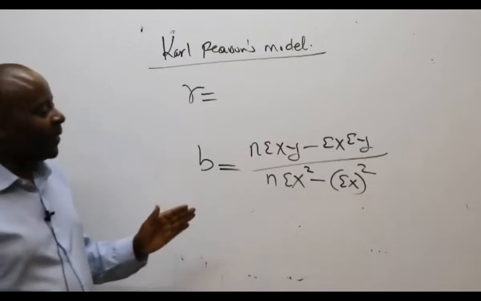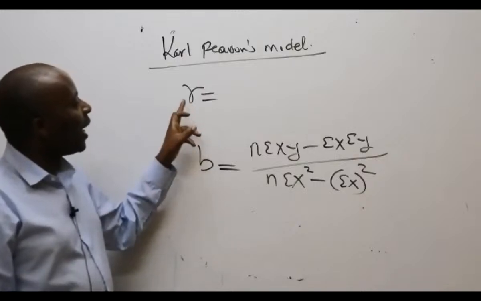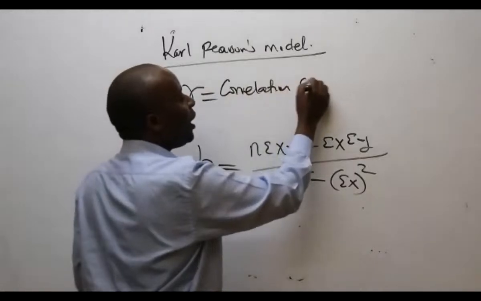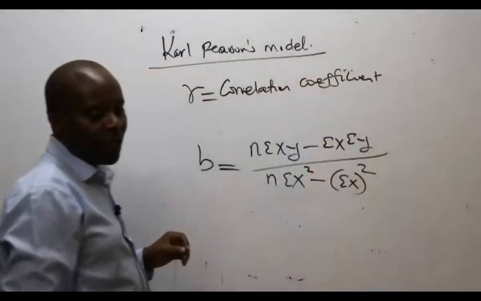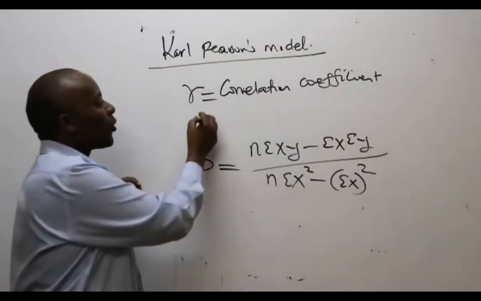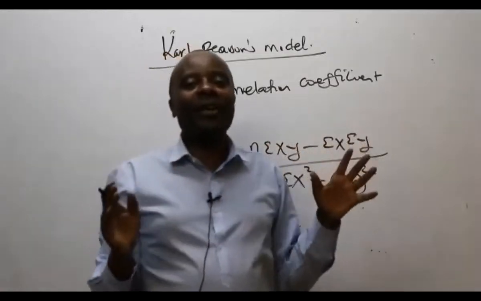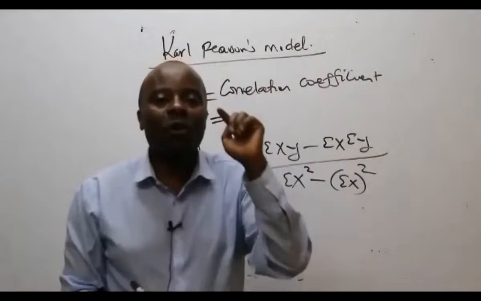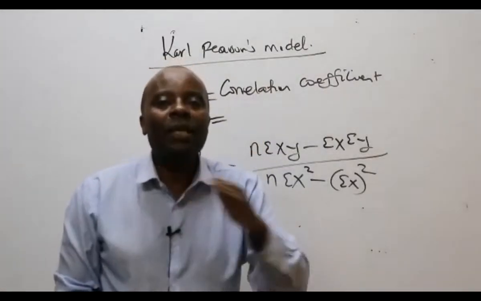Now, ladies and gentlemen, listen to me very well. Now come and get R. R stands for what we call the correlation coefficient. When you tell me to give you the correlation coefficient, I may forget many things, but there is one thing I will never forget: the numerator of R and the numerator of B are the same.